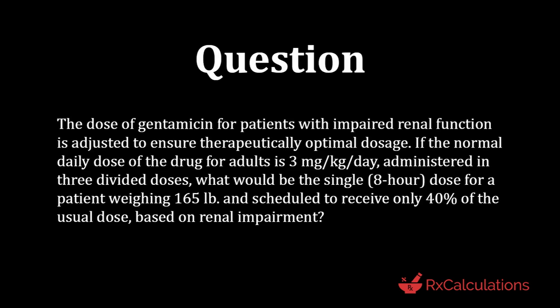This question says, the dose of gentamicin for patients with impaired renal function is adjusted to ensure therapeutically optimal dosage. If the normal daily dose of the drug for adults is 3 mg per kilogram per day, administered in 3 divided doses, what would be the single 8-hour dose for a patient weighing 165 pounds and scheduled to receive only 40% of the usual dose based on renal impairment?